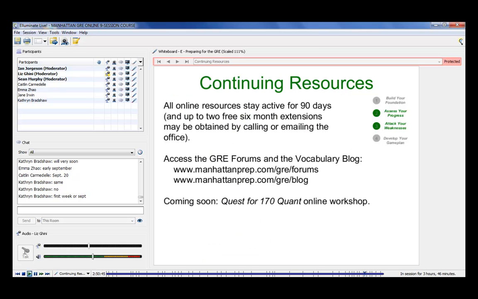Now, just want to point out that you have access to all your online resources for another 90 days minimum, and you can get extensions from student services. Just call in and ask for an extension if you need it. I'm going to encourage you to try and get the test taken within the next 90 days because no one can study GRE forever.